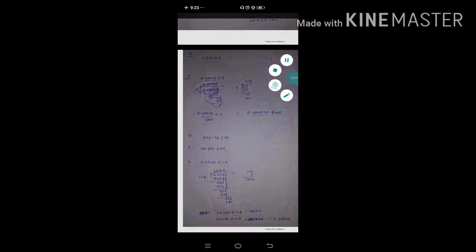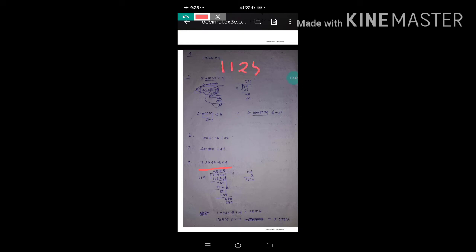6 and 7 number you try to do by yourself. 8 number I am going to do. So let's do this 8 number. To check, the question is given 11.25, better I write here 1125, divided by how much? 114.